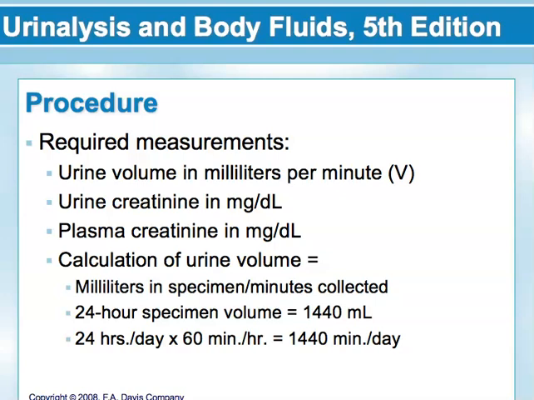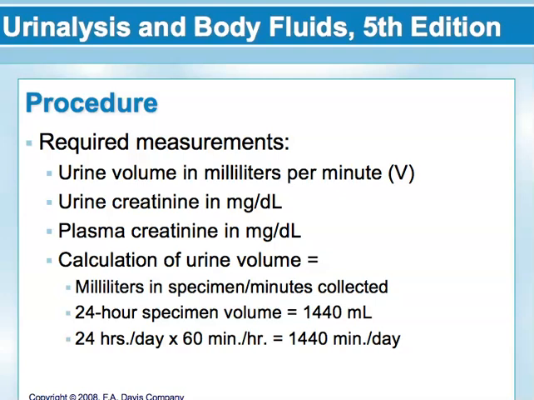So measurements that are required for the procedure are the urine volume in milliliters per minute, the urine creatinine result in milligrams per deciliter, and the plasma creatinine in milligrams per deciliter. The urine volume has to be determined as the number of milliliters per minute collected. So you have to divide the number of milliliters in the specimen, which is your total volume, by the number of minutes used to collect the specimen.